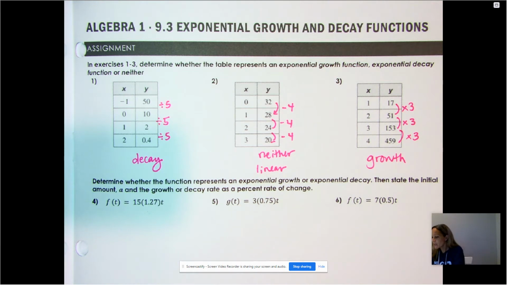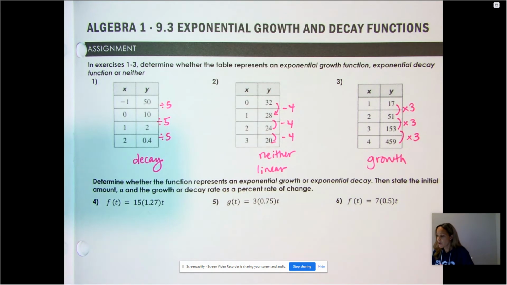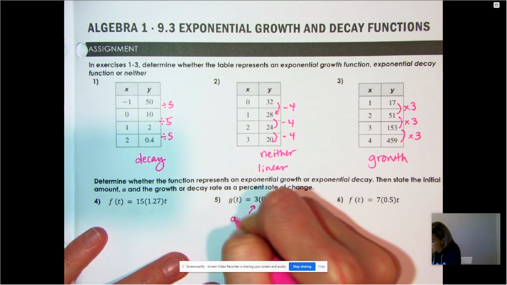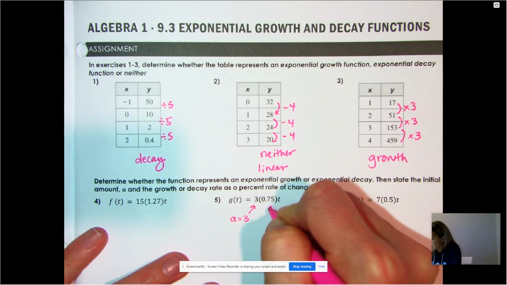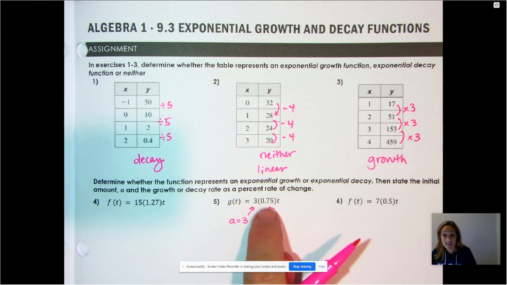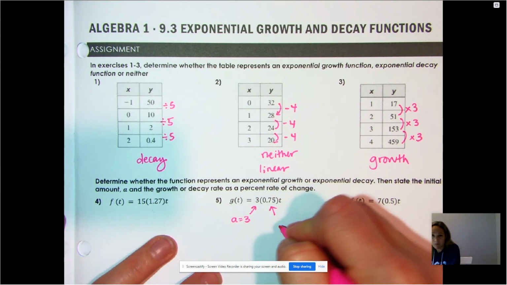Okay, so looking at problem number 5, this one says determine whether the function represents exponential growth or exponential decay, then state the initial amount. So I'm going to start with the initial amount, a equals 3. Then I'm going to look at this and see, am I keeping 100% of my value, or is it going to be below 100% or above 100%? Well, this as a percent would be 75%. So I am not keeping my original amount. I'm going down. It's a positive number lower than 1, in between 0 and 1.